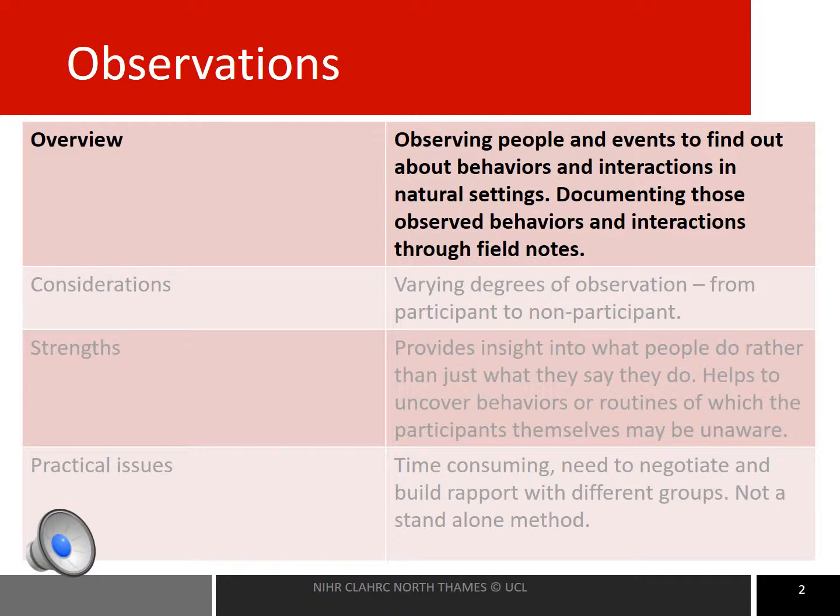Observations are a method by which you generate your data through watching, listening and observing people and events to find out about behaviours and interactions that take place in natural settings. Observations usually aim to study people in the context of their daily lives, recording and documenting what people say and do, and these are usually recorded by making what are referred to as field notes. Observations are a method which are most commonly used in ethnographic studies, whereby the aim is to build up a comprehensive picture of the phenomena that you are studying.